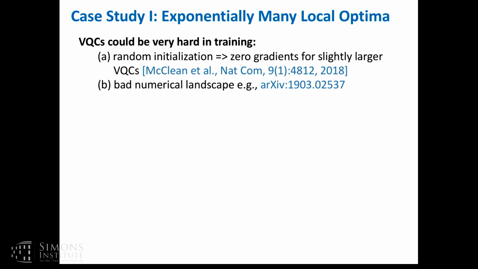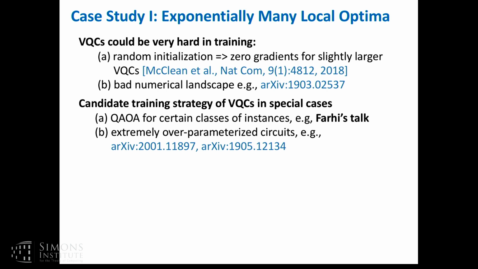Of course, this does not rule out that for interesting classes, we do have some way to train this kind of system. Especially for QAOA, that's a well-studied topic. There has been a lot of research done in that direction. I think Jorge has a talk maybe tomorrow about what you can do in that direction. There are also some other interesting recent results saying that if your circuits are extremely overparameterized, maybe there's some way you can actually prove you can converge to a good one.